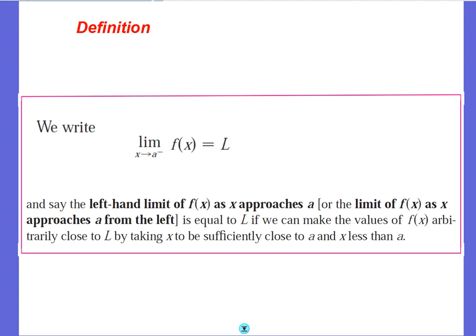So we can say that the limit as x approaches a from the left side of f of x equals L, and we read it as the left hand limit of f of x as x approaches a, or the limit of f of x as x approaches a from the left is equal to L if f of x gets arbitrarily close to L when x is sufficiently close to a and x is less than a, from the left side.